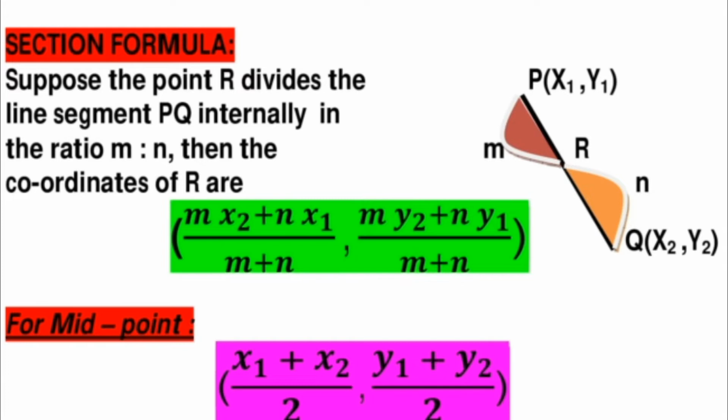Suppose a point divides a line segment PQ equally, that is, if the point R is the midpoint of the line segment PQ, then in this case the ratio will become 1:1. So for the midpoint the coordinates will be (x1 plus x2) by 2 comma (y1 plus y2) by 2, as here the values of m and n are 1, 1. So putting the values of m and n, we can find out the coordinates of the midpoint R as (x1 plus x2) by 2 comma (y1 plus y2) by 2.